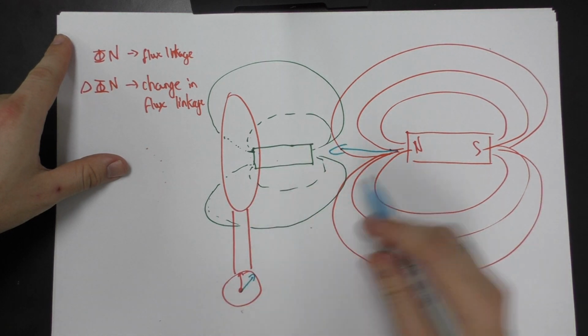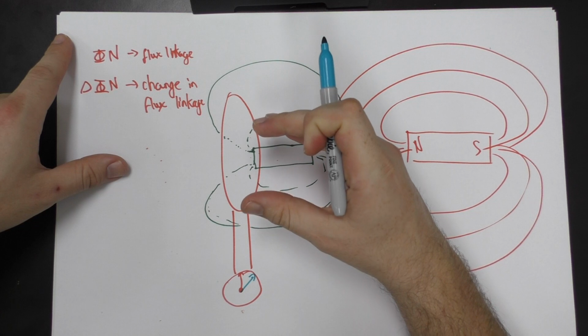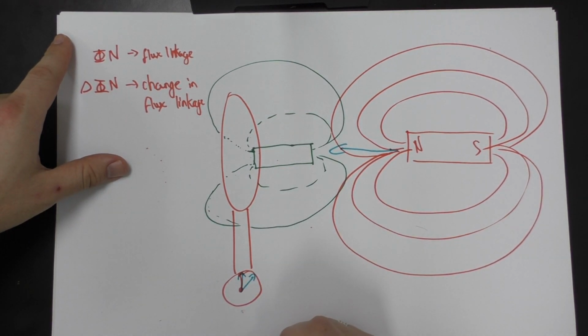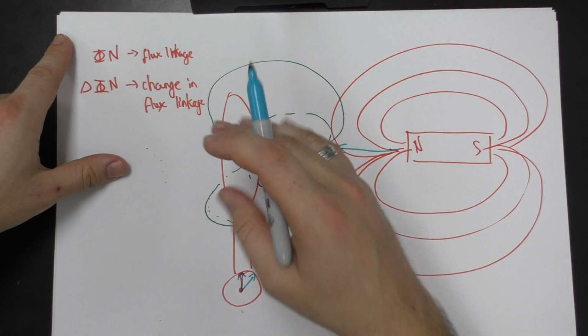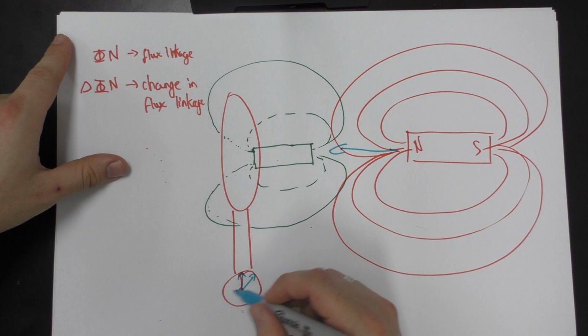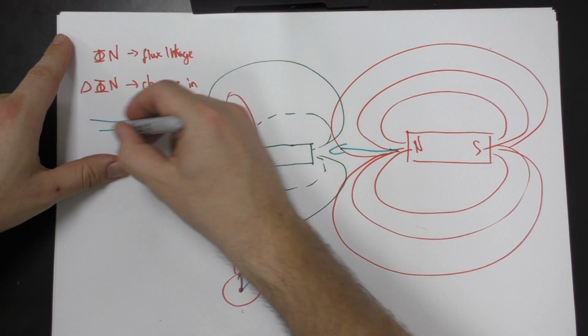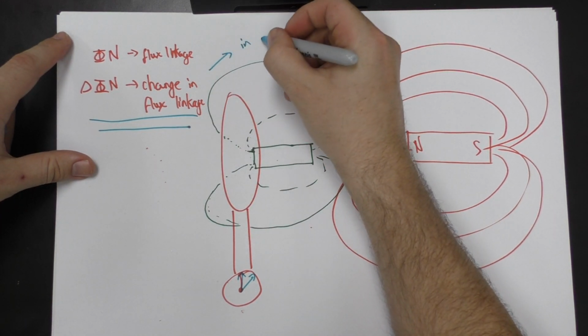Now, interestingly enough, when you move it is when it flicks. If you were to stop moving it, it would go back to its original position. Well, that's because if you just put the magnet in there and left it there, you wouldn't see anything happening on this dial, because there has to be a change in flux linkage in order to get an EMF.